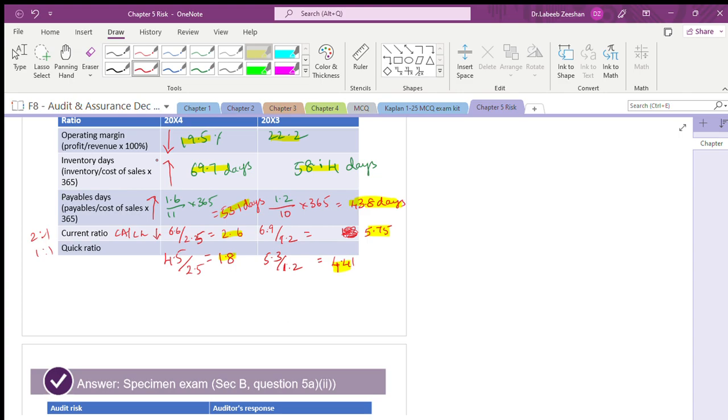Now we have these things into consideration. Whenever you assess audit risk, you take negative things. Use professional skepticism. You put the arrows so that it will happen. Operating margin should increase. Inventory turnover should decrease. Payable should also decrease. Payable should not increase as such.